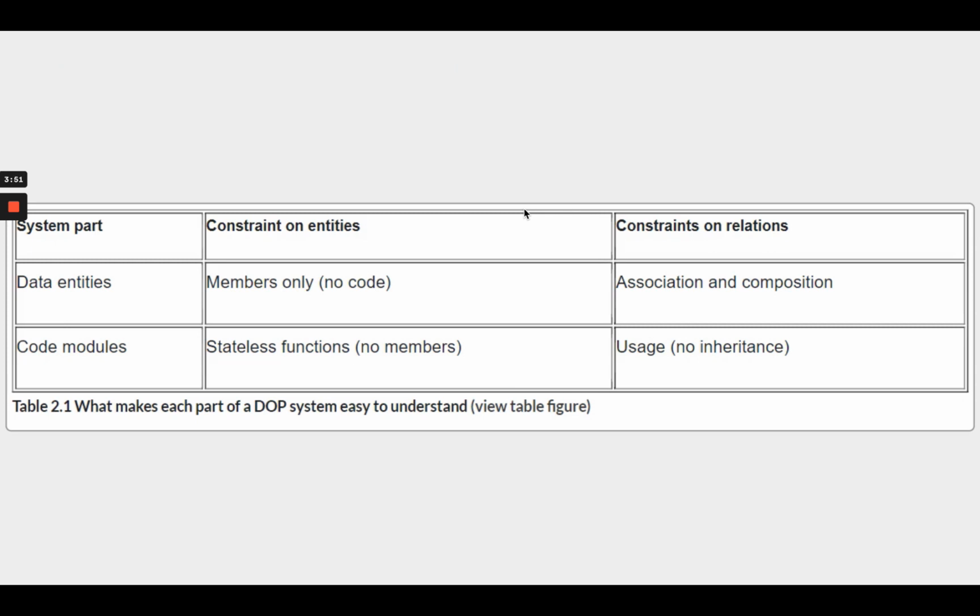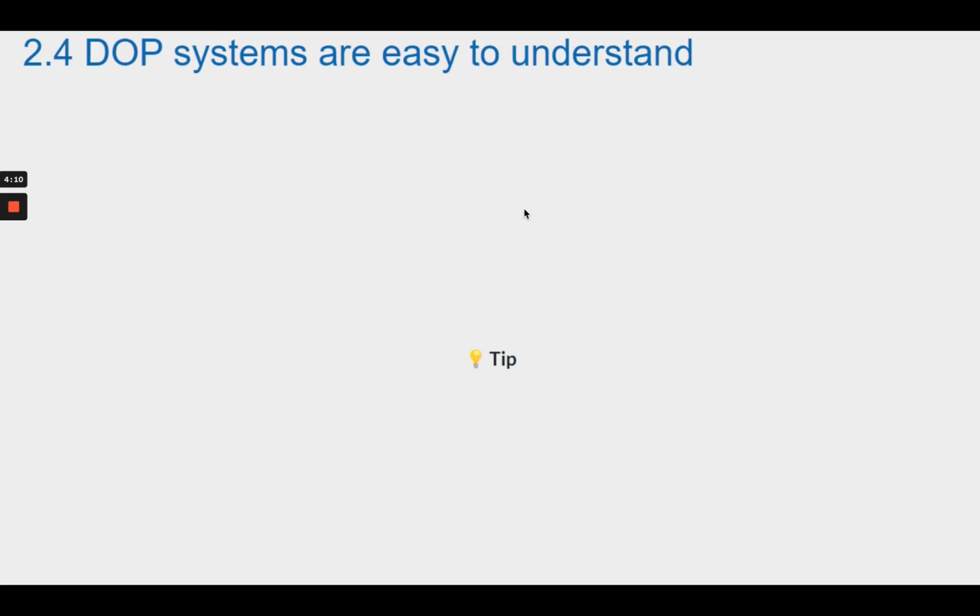Theo looks again at the module diagram in Figure 2.9. Now he not only feels that this diagram is simpler than traditional OOP class diagrams, he understands why it's simpler. All the functions are static, and all the relations between modules are of type usage. Table 2.1 summarizes Theo's perception. Tip: the only kind of relation between DOP modules is the usage relation. Tip: each part of a DOP system is easy to understand because it provides constraints.